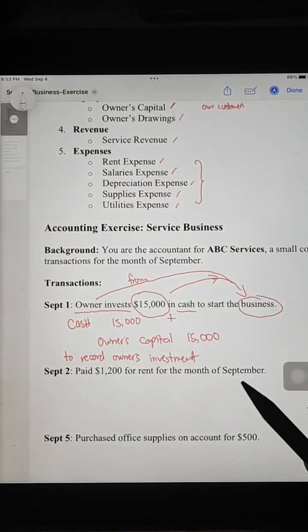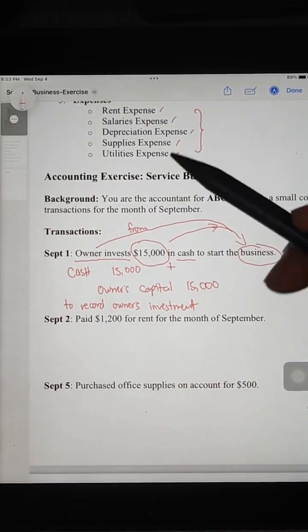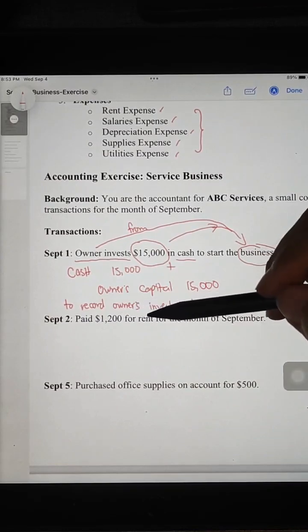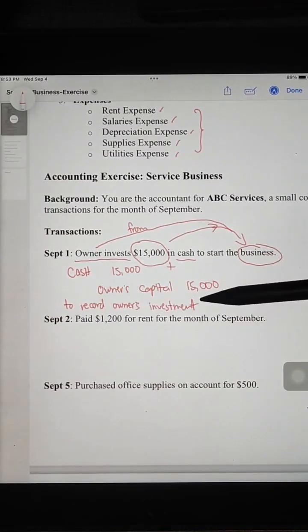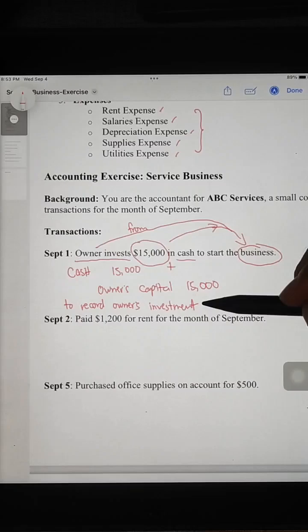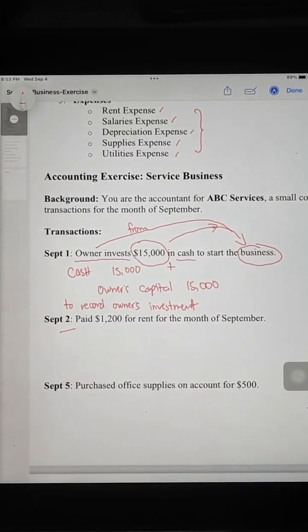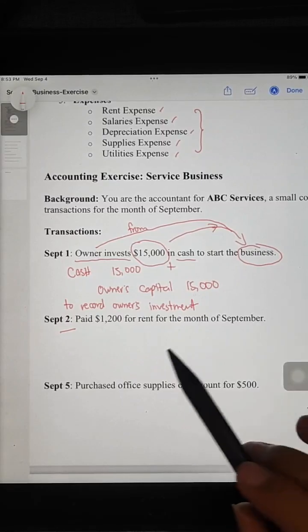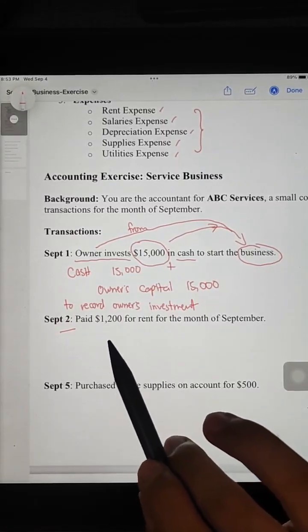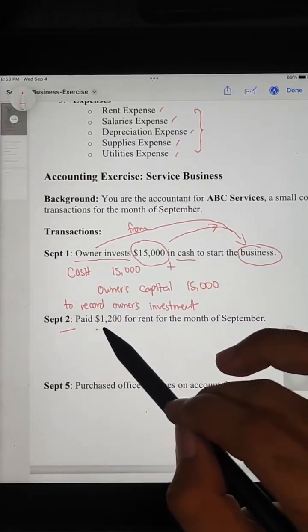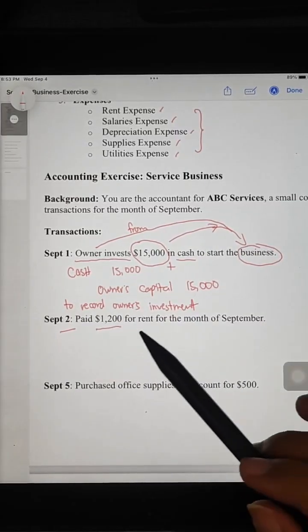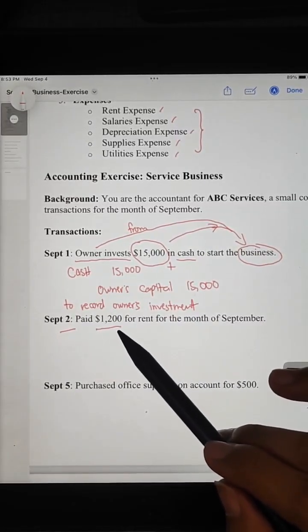Okay, so we can have that as our journal entry. Next, September 2, paid $1,200 for rent for the month of September. Take note that kaka-start pa lang natin ng business, and at the same time, kaka-start pa lang din ng month of September. Therefore, yung binabayaran natin na 1,200, hindi pa ito nagamit. Therefore, it is still considered an asset.